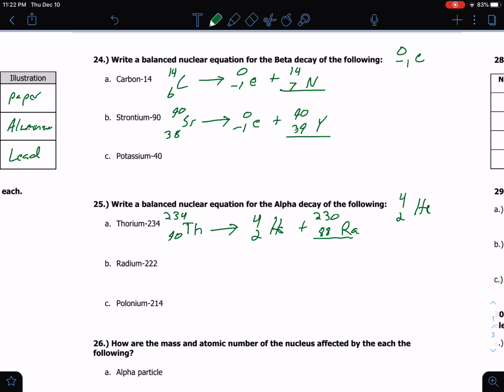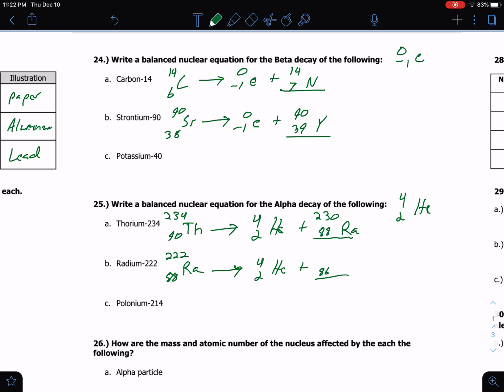Okay, let's do the next one. Radium. So that is going to be Ra, with a 222 on top, and radium has atomic number of 88. We're going to go ahead and do our alpha particle. So that's going to be a 4,2 helium plus blank. I have 88 on bottom on the left, so I need to have 88 on bottom on the right. So what plus 2 gives me 88? So this is going to be 86.